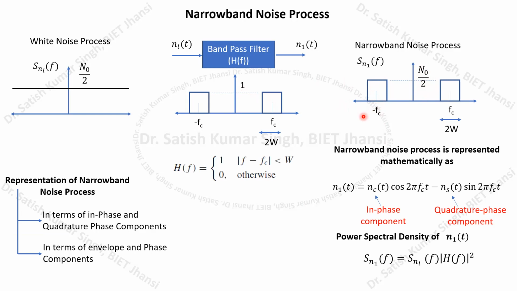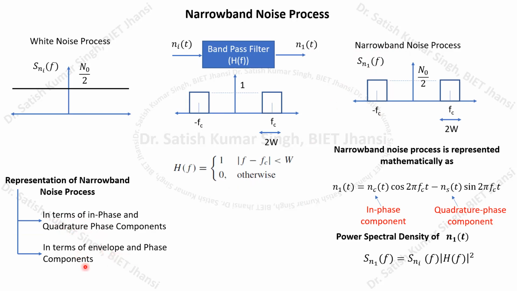When we pass any white noise process through such a narrowband bandpass filter, the output noise process n1(t) is referred to as the narrowband noise process. Sometimes it is called narrowband noise process, or it is also called narrowband bandpass noise process. There are two ways of representing the narrowband noise process mathematically in the time domain. The first one is in terms of in-phase and quadrature-phase components, and it may also be represented in terms of envelope and phase components.